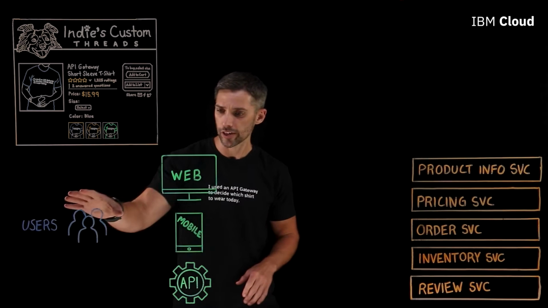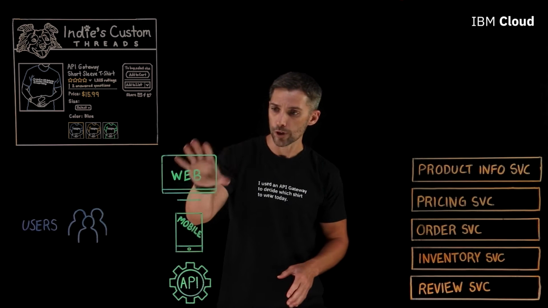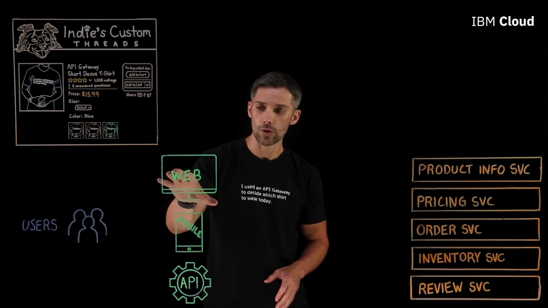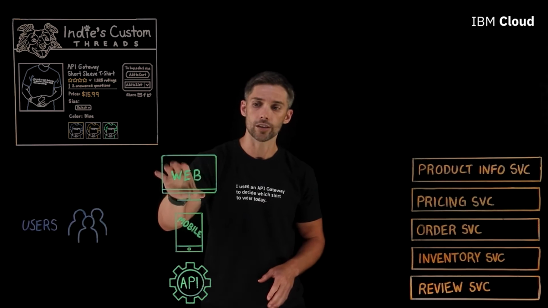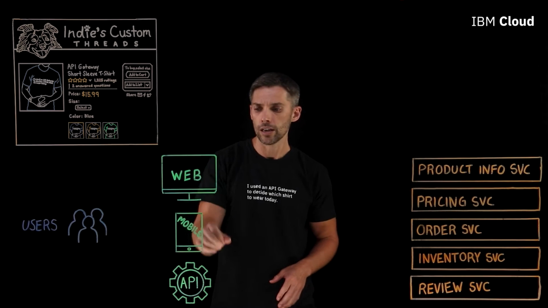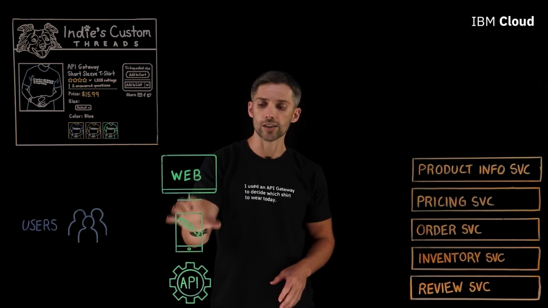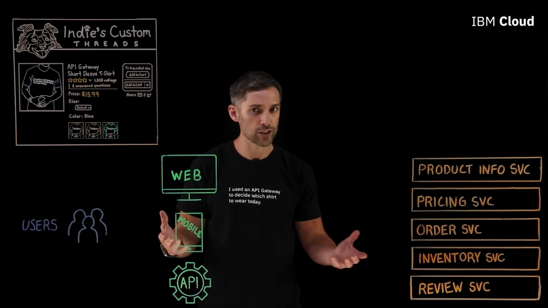We'd have our users here, and then they would make the purchase and look at the t-shirts on the website through these different clients, right? So you'd have your web application here, which would be a standard web browser. We'd have our mobile client as well. It could be iOS, it could be Android.